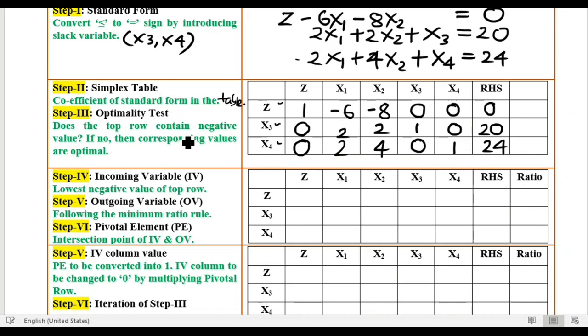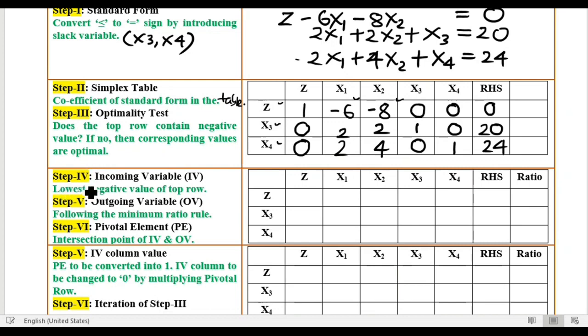Does the top row contain a negative value? Yes, this is the top row, and it contains negative values here and here also. If no, then the corresponding values are optimal. That means if they were positive values, then we would say z is equal to 0, x3 equal to 20, x4 equal to 24. But it is not so, so we have to find the optimal value. How will we find it?